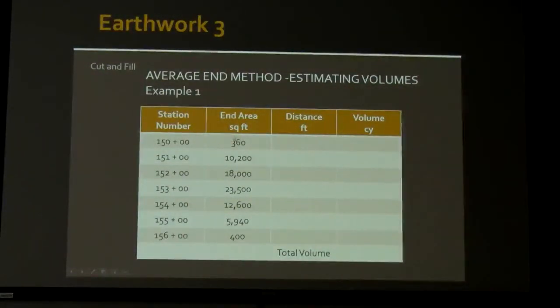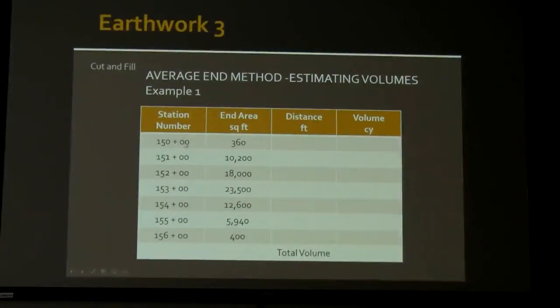In some cases we're not so lucky to have equidistant distances between the areas that we're going to cut. In this particular case, we're assuming stations 150, 151, 152, 153, 154, 155, 156. So our L is going to be 100. We could actually go back and plug in the formula to use this.